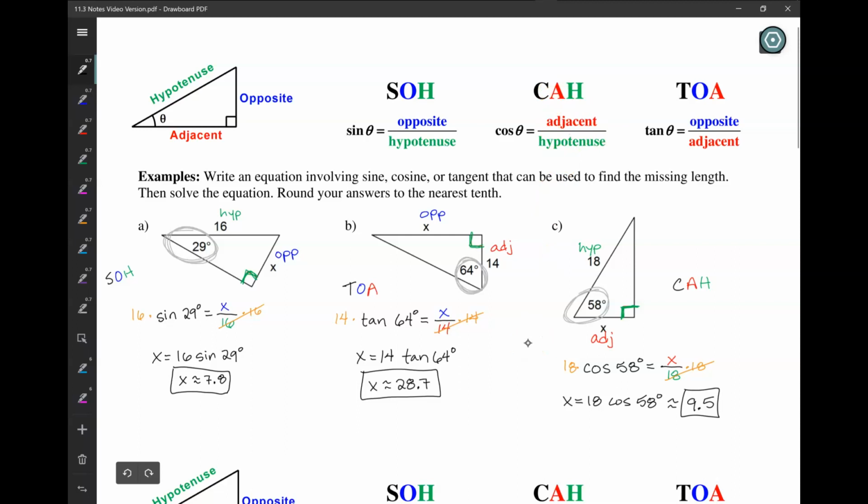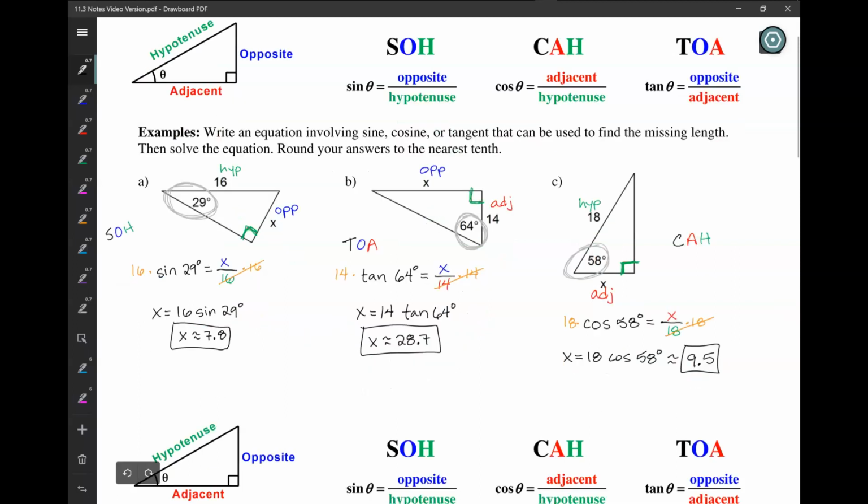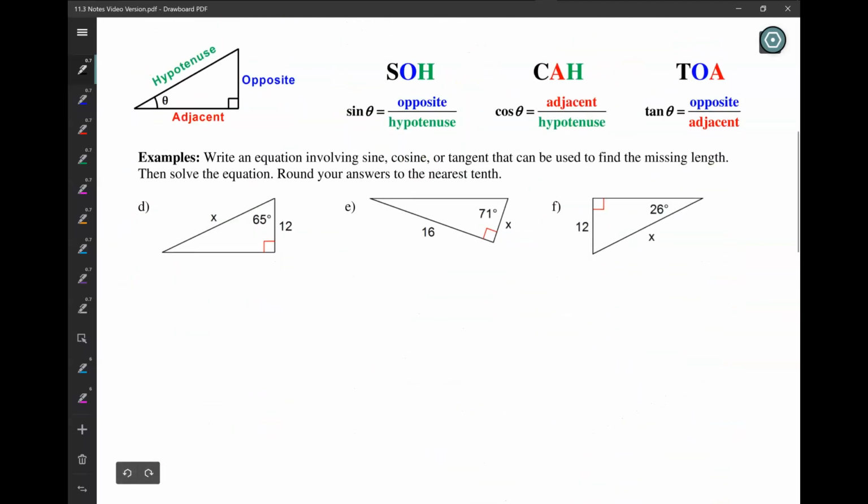But what if I have a triangle where the x is the hypotenuse, or the x is adjacent in a tangent problem? The equation is a little different to solve if the x is on bottom. So let's look at a couple of those problems. Starts the same way. You always set all of these problems up the same way. The only difference is going to be in how we solve the equation.